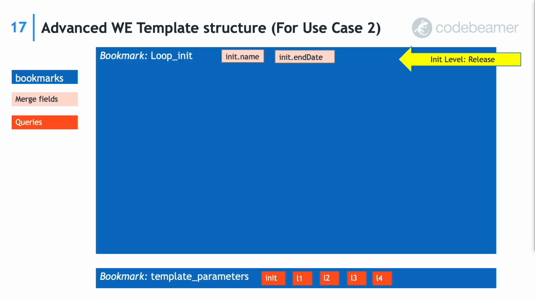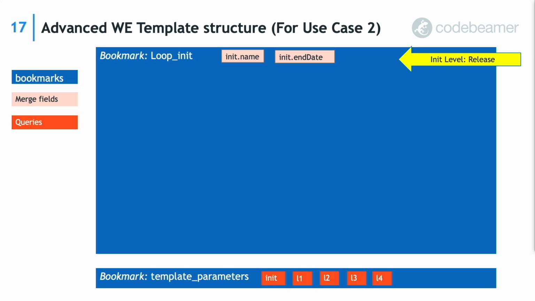First, we will add the initial level. This will represent the release data. Within the corresponding loop_init bookmark, we insert two placeholders, one for the name and another for the end date attribute, because we would like to get this information from the release in Codebeamer.